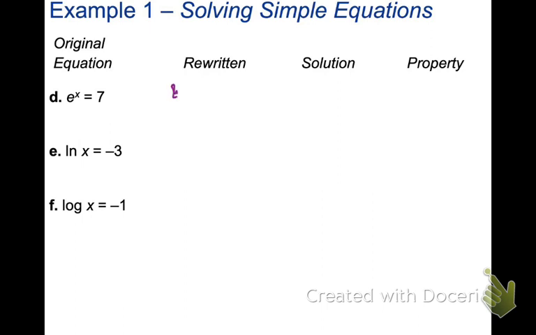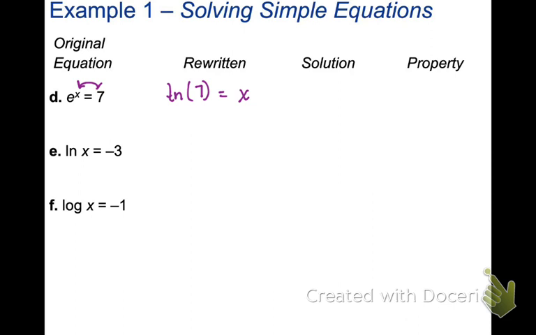Why? Because it's base e. So it's the natural log of 7. Remember, these two have to switch sides. Equals x. So the solution is natural log of 7, because you don't know that, do you?